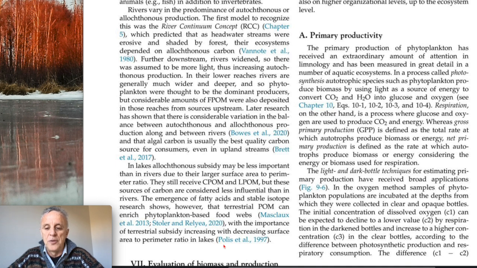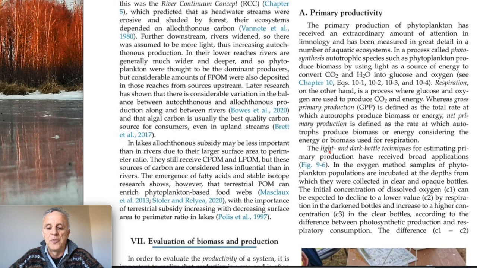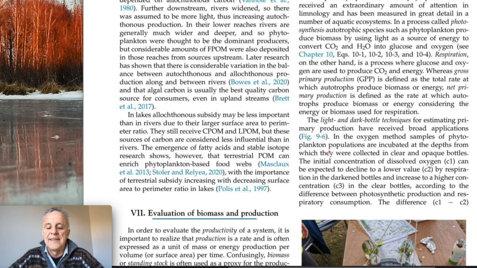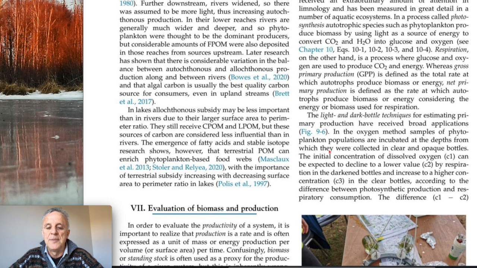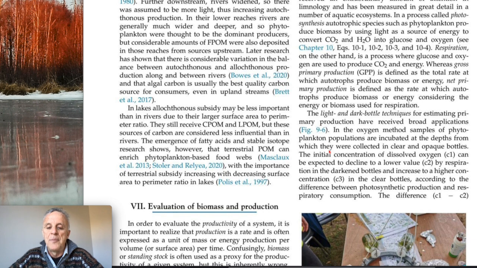Respiration, on the other hand, is a process where glucose and oxygen are used to produce CO2 and energy, whereas gross primary production is defined as the total rate at which autotrophs produce biomass or energy. Net primary production is defined as the rate at which autotrophs produce biomass or energy considering the energy or biomass used for respiration. The light and dark bottle technique for estimating primary production has received broad applications.